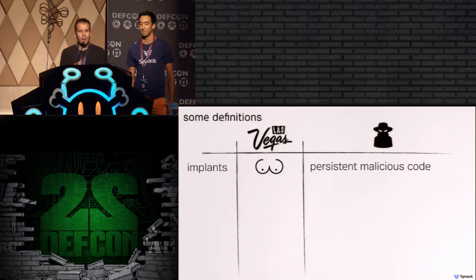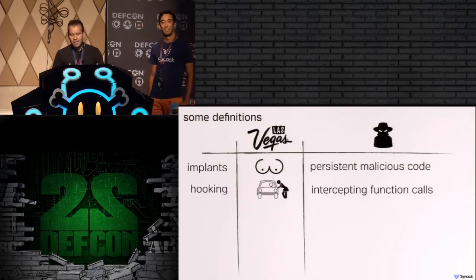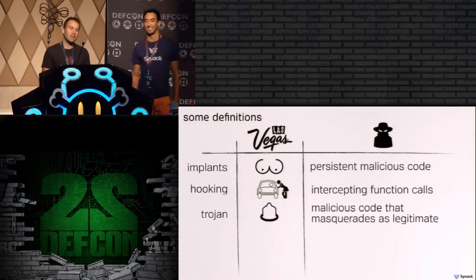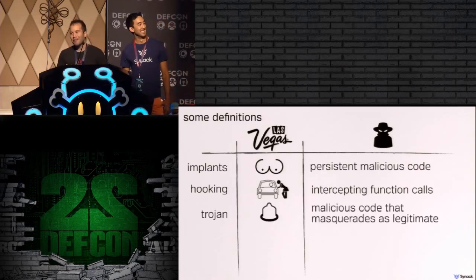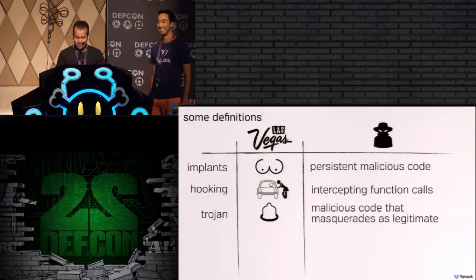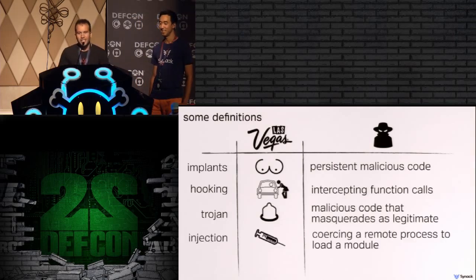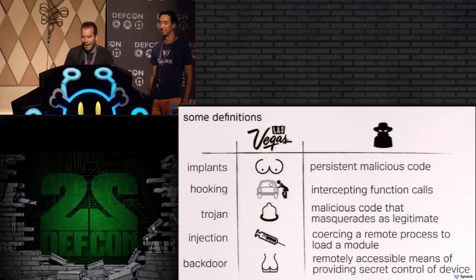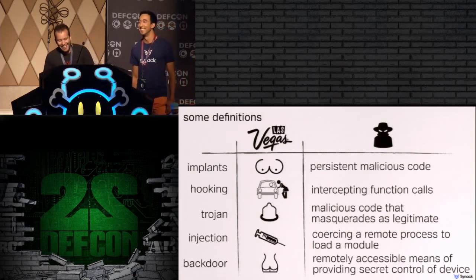So when we talk about implants, we're talking about persistent code that is malicious. Hooking means intercepting function calls, usually by installing a hook or a detour. A Trojan is a malicious piece of software that pretends to be something legitimate. Injection is all about getting code into a remote process. And finally, a backdoor is some code that provides undetected remote control of a device.